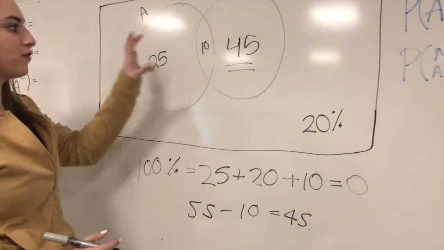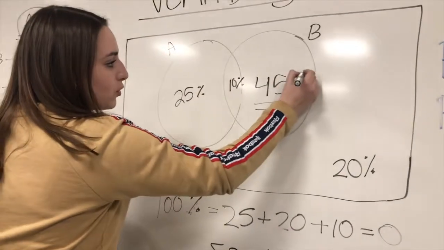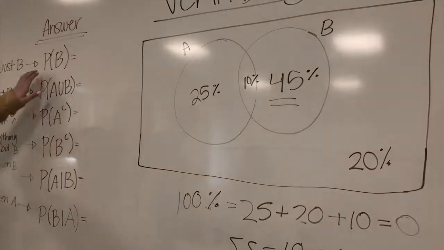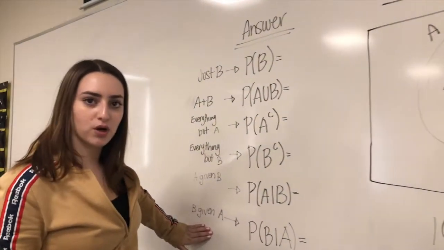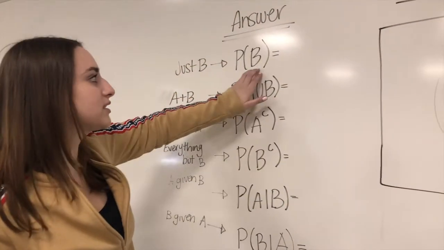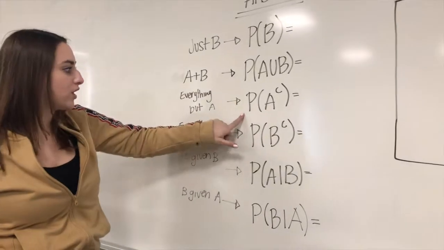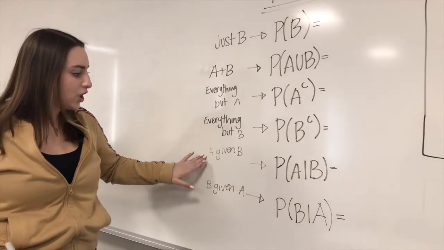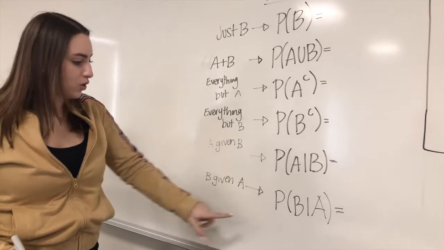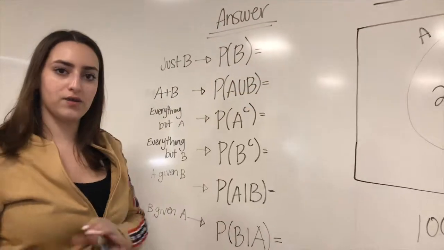So after you have the information completely done with all the percentages, we are going to answer what we were asked in the problem. Here we have P of B. And here I just put a cheat sheet so you can know what they're asking for. Here they're just asking for what percentage is B. Here, A plus B. Over here, everything but A. Here it's the same, and here, A given B, and over here the other way around, B given A. So now Enrique is going to solve all of these problems for you.